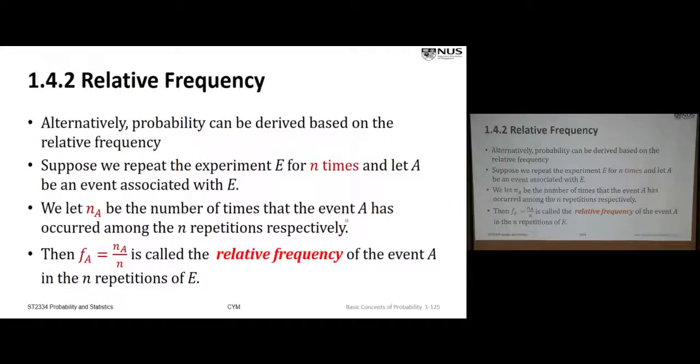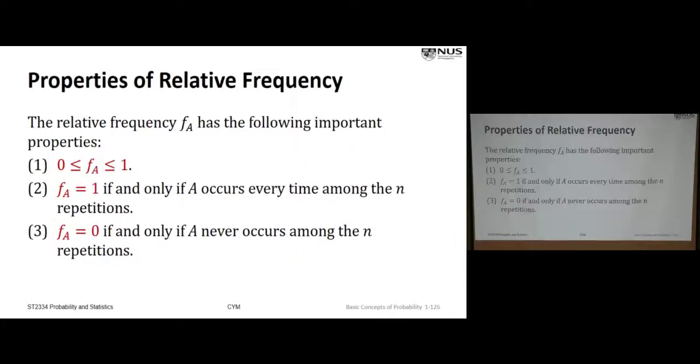So this is the relative frequency. This number must be between 0 and 1, because NA cannot be bigger than N. At most it's N. And NA cannot be negative. At least it's 0. 0 means that it never shows up in the N times that you perform the experiment. So you see, f(A) has to be between 0 and 1. f(A) equal to 1 means that every time you perform the experiment, event A occurs.